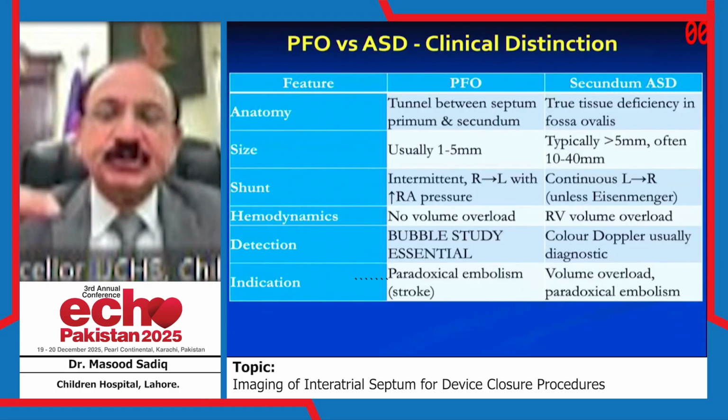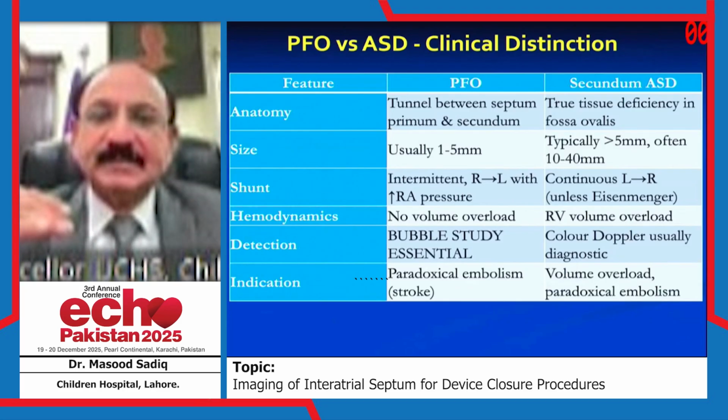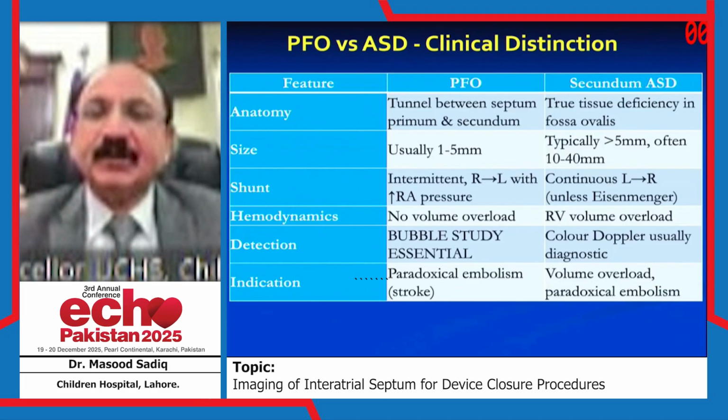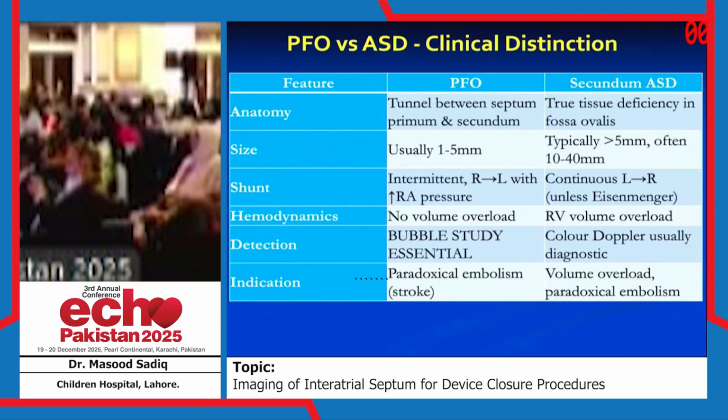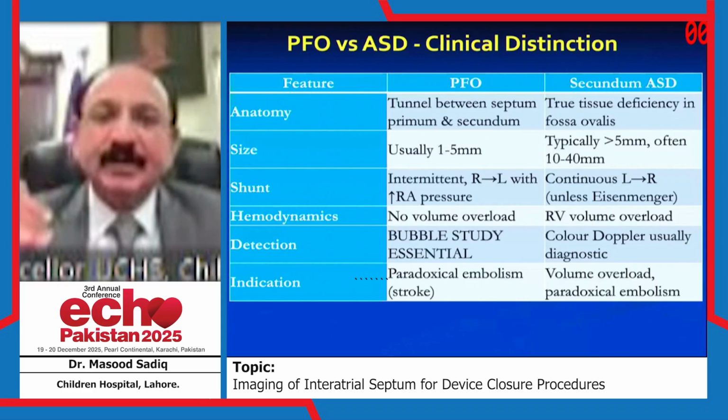The two major procedures that we carry out on the intra-atrial septum are PFO and secundum atrial septal defect closure. Of course, we are closing the sinus venosus defect as well, but that's not dependent upon intra-atrial septal anatomy. That is a totally different context. So I will be only targeting PFO and secundum ASD. We all know that PFO is a tunnel between septum primum and secundum, but secundum ASD is a true intra-atrial deficiency. And obviously these sizes vary. PFO can be up to 10 millimeters, but it's usually 1 to 5, and secundum ASDs can be as large as 4 centimeters or above.